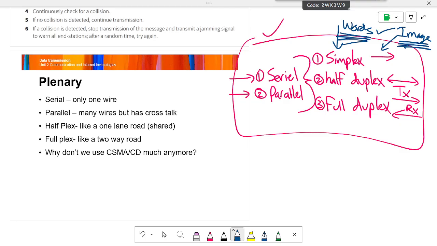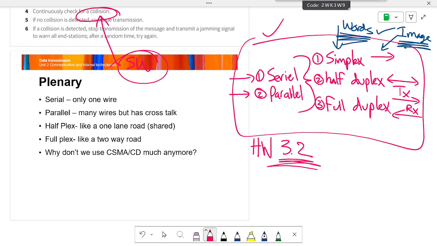Okay, that's it. Your schoolwork, homework. Your homework is 3.2. We're on networking. Please do read a little bit about collision. I want you to read about collision, about the data. We're going to talk a little bit more about that later.